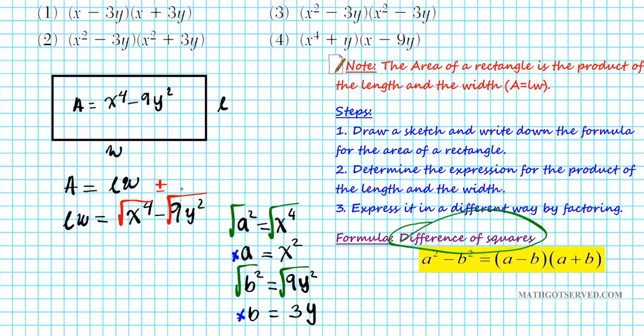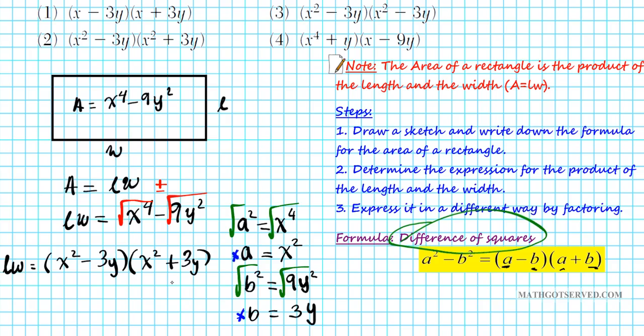After taking the square root, we're going to write it as a sum and a difference. Let's do the difference first and then a sum. So what is a minus b? A minus b is x squared minus 3y. And then we have to write a sum. A plus b is x squared plus 3y. So this is the area. We haven't changed anything. We just changed the look of it.